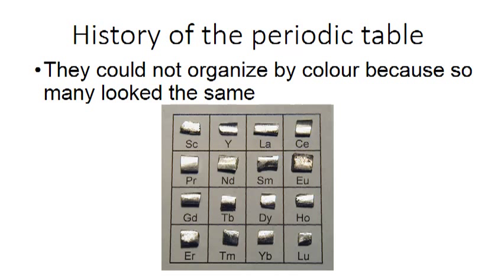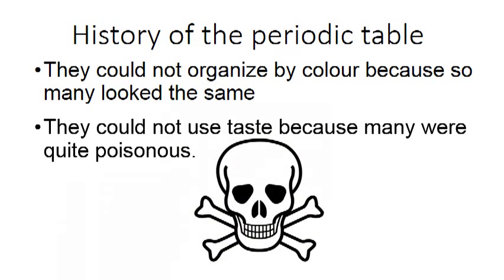They couldn't organize things by color because so many of them looked the same. So here's several elements here, and they all look pretty much the same. You would have a hard time figuring out which one's which just by looking at them. They also couldn't use taste to discriminate between the elements because many of them were quite poisonous. If you tasted some of them, you would just die.